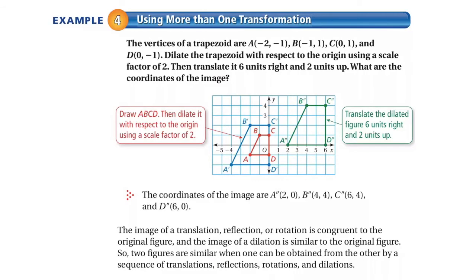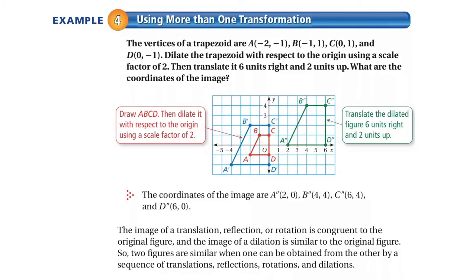For example 4, using more than one transformation, make sure you're following these directions very closely. The vertices of a trapezoid are A, B, C, and D here with their coordinates. It says dilate the trapezoid with respect to the origin using the scale factor of 2. So first you draw on the original trapezoid, and then you dilate it with a scale factor of 2. Since it's in respect to the origin, you're just going to multiply each x and y by 2. Then you draw in that image for A prime, B prime, C prime, and D prime. Then translate it 6 units right and 2 units up. What are the coordinates of the last image? And that'll be A double prime, B double prime, C double prime, and D double prime, and you'll have to say what their coordinates are, which they do here.